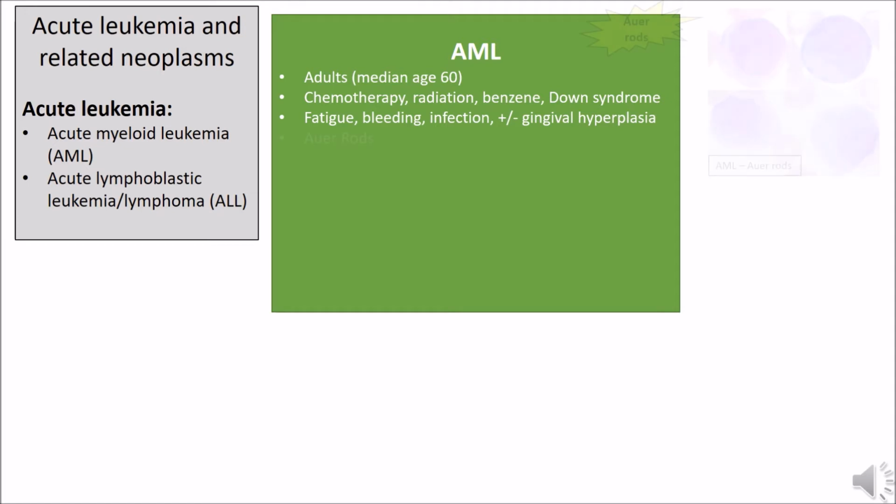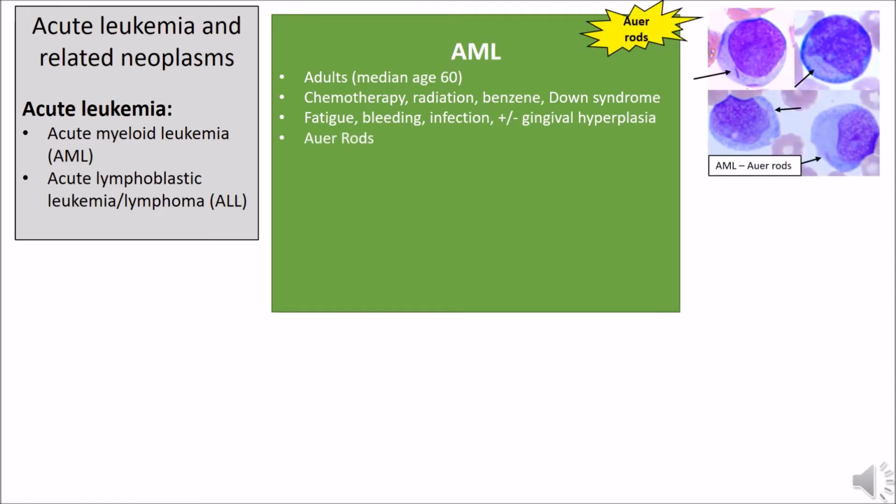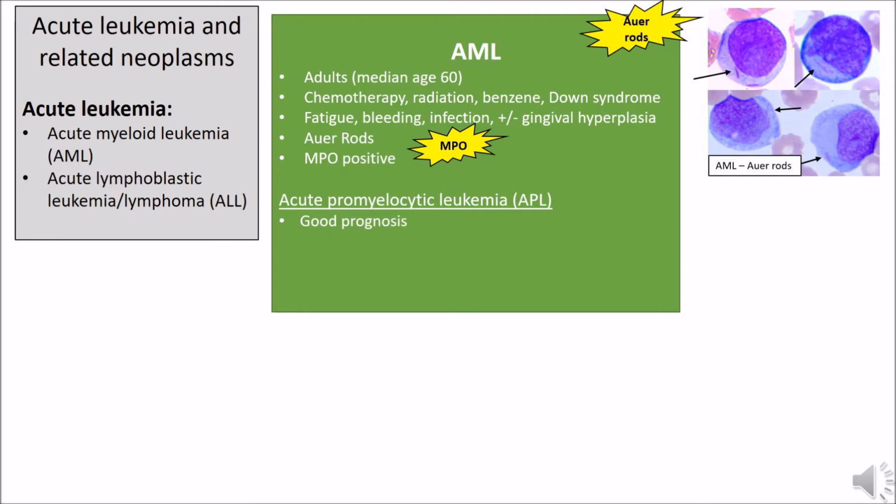Blasts may contain Auer rods, which are pink cytoplasmic needle-shaped crystals caused by an abnormal fusion of primary azurophilic granules containing myeloperoxidase, or MPO. Acute promyelocytic leukemia, APL, is a unique subset of AML with a favorable prognosis. However, most patients initially present with a life-threatening consumptive coagulopathy, termed disseminated intravascular coagulation, abbreviated DIC.